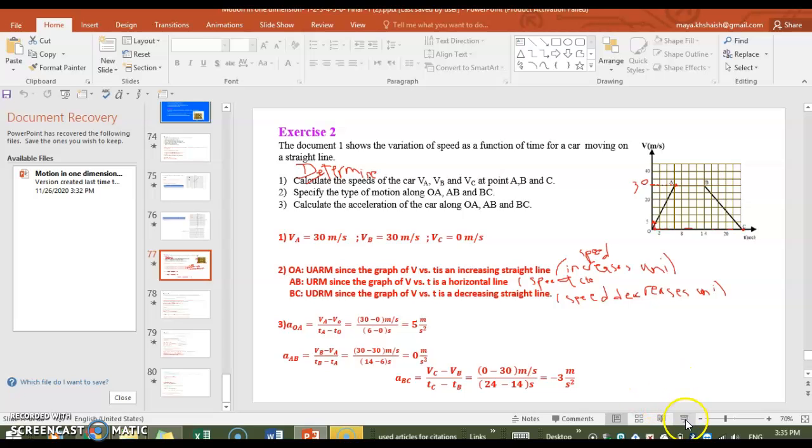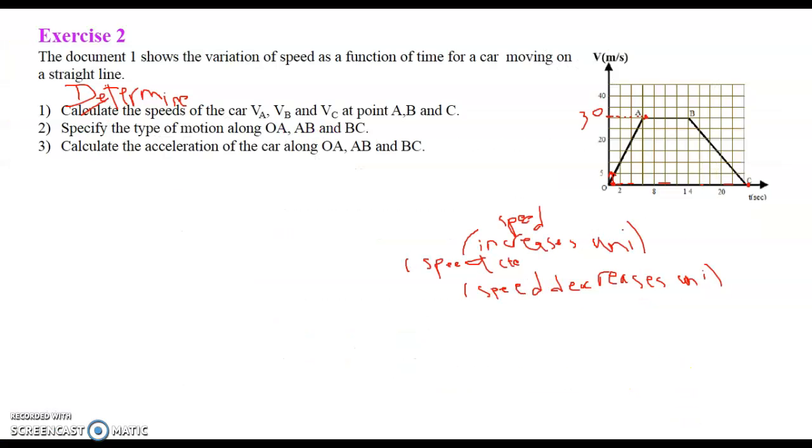Exercise 2. Document 1 shows the variation of speed as a function of time for a car moving on a straight line. Determine the speeds of the car VA, VB, and VC at points A, B, C. For VA, we draw the orthogonal projection from A on the y-axis. It's 30 meters per second because the scale here is 5 meters per second, so we have here 20, 25, 30. VB is the same, 30 meters per second, and VC is on the x-axis.